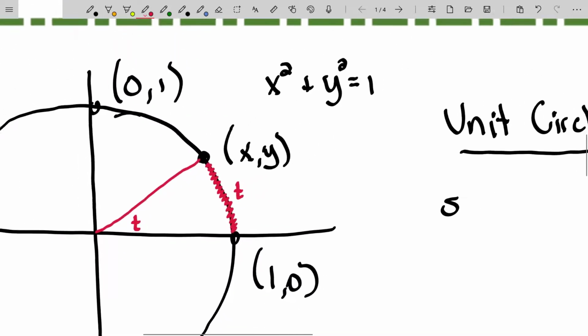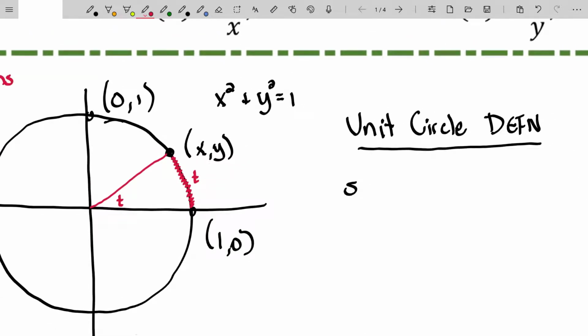And that allows us to define our trigonometric functions in terms of the arc length or the angle t. Sine of t would be y. This is again for the unit circle. Cosine of t would be the x value.